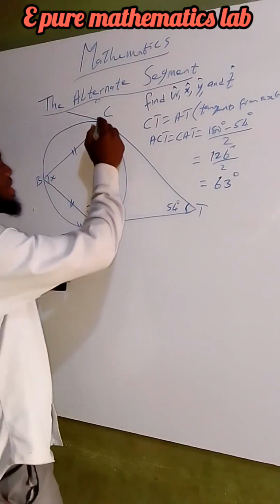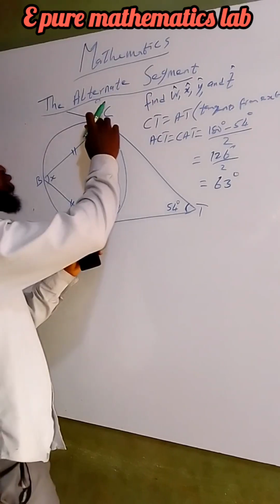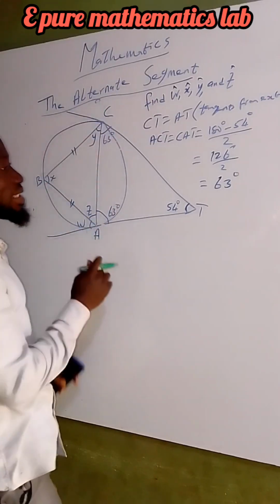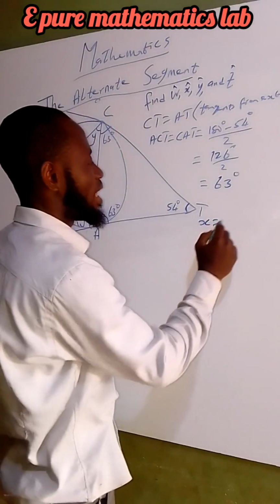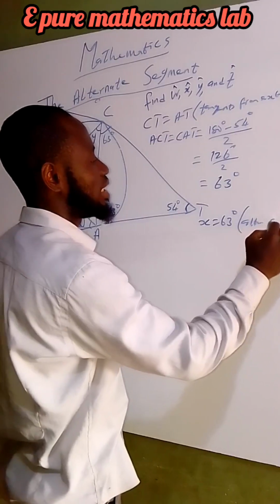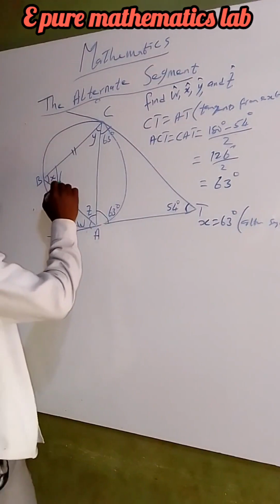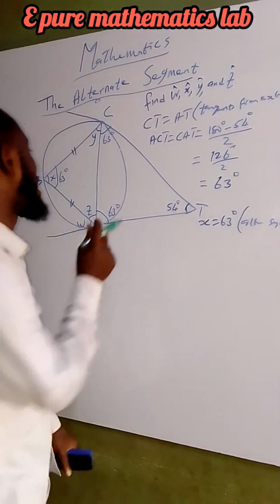Can you see that this is a chord? It's forming 60 degrees with the tangent. Then it's also forming an angle in the alternate segment. Automatically, s equals 60 degrees. Alternate segment. So if this angle is 63 degrees and this is 60 degrees, you can determine the value of y.